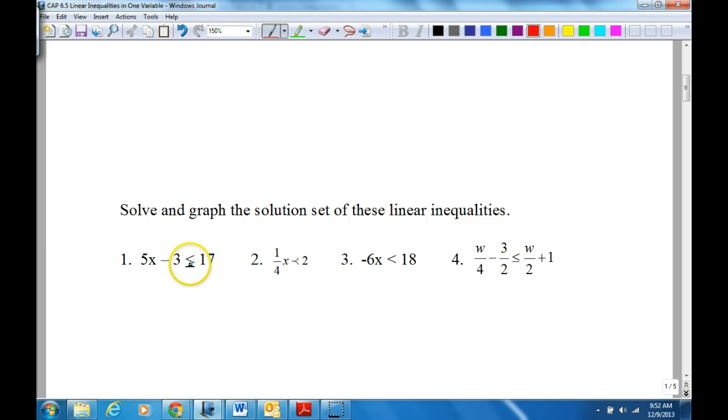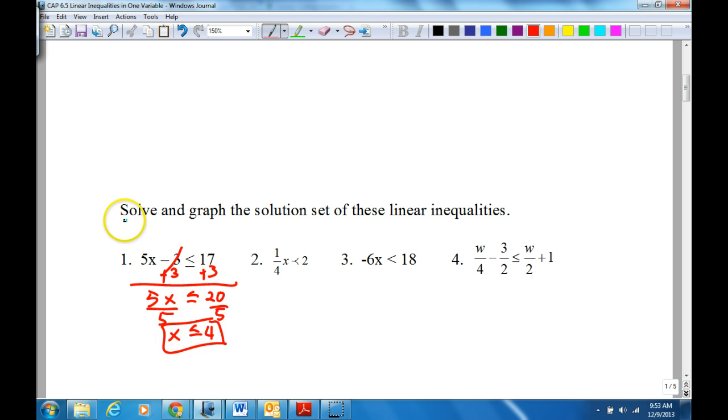So on this first example, we have a 2-step problem. And we're going to solve it just like we have been if there was an equal sign there. Okay? 5x minus 3 is less than or equal to 17. So what do I need to do first on this to solve for x? Add 3. Good. When I do that, I have 5x is less than or equal to 20. And divide by 5. So x is less than or equal to 4.